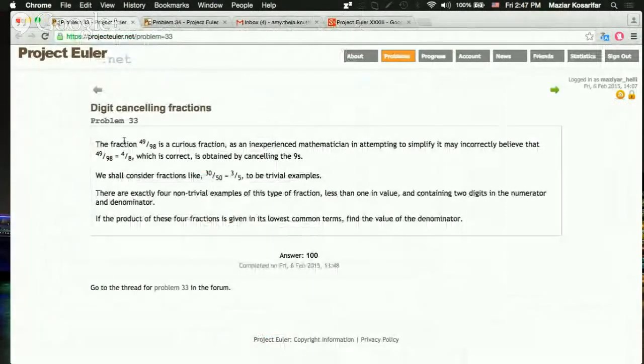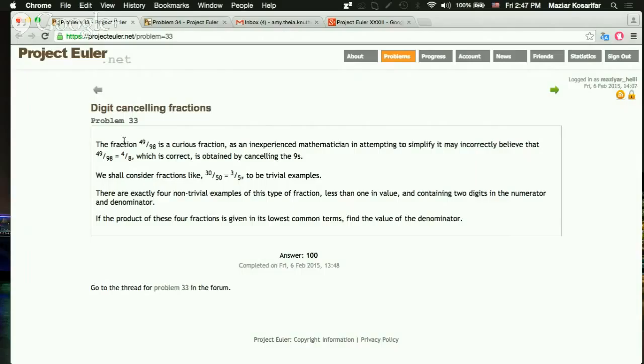So here is a question for number 33 of Project Euler. Digit cancelling fractions. Problem 33. The fraction 49 over 98 is a curious fraction. An inexperienced mathematician, in attempting to simplify it, may incorrectly believe that 49 over 98 is 4 over 8. Well, it's actually correct, but the cancellation has a problem. He has cancelled the 9s from 49 and 98. Only in this special case, that's a correct fraction.